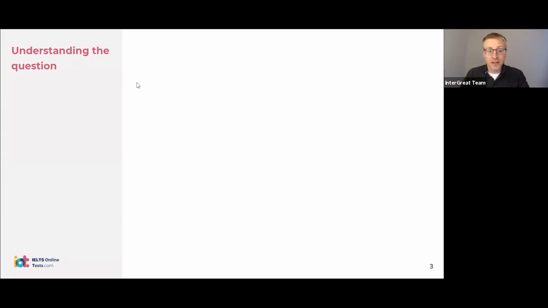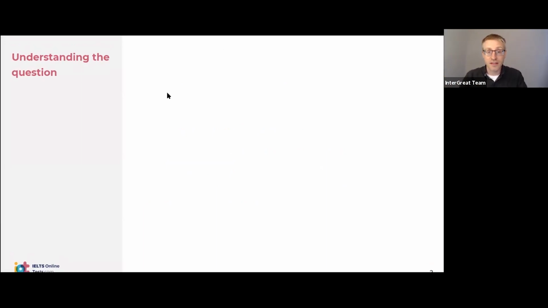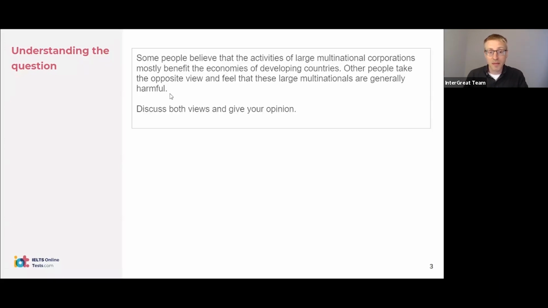The first step is to understand the question. So you open your paper and you'll see a question that looks like this. The first step, of course, is to read the question through. So let's read that together. Some people believe that the activities of large multinational corporations mostly benefit the economies of developing countries. Other people take the opposite view and feel that these large multinationals are generally harmful. Discuss both views and give your opinion.